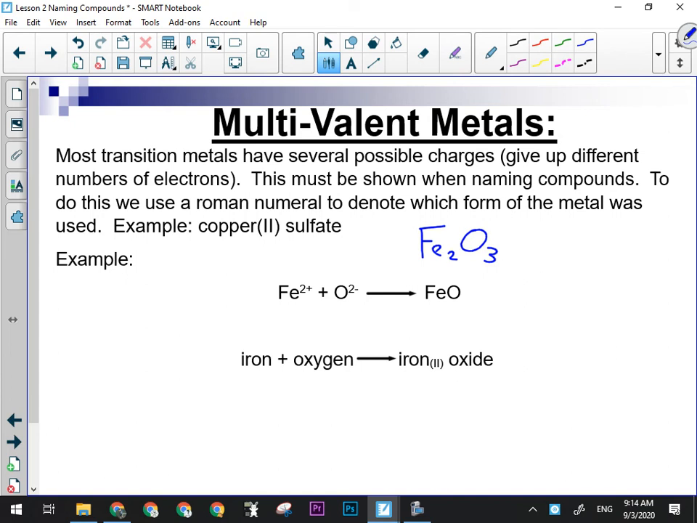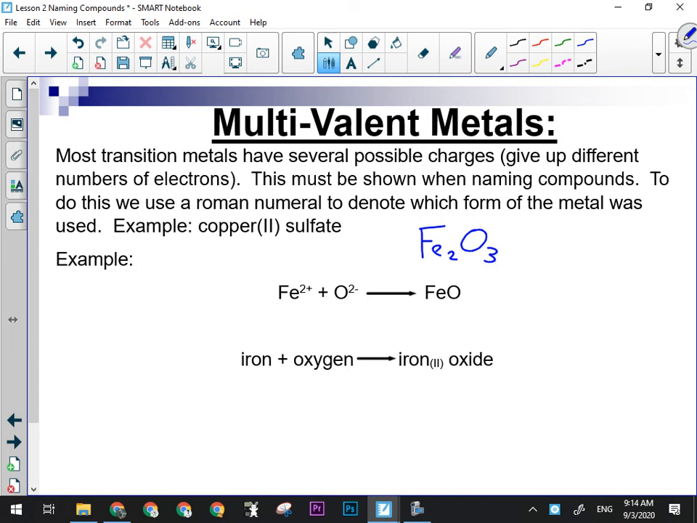You'll see the same thing for cobalt and nickel. Copper will be a 2 and a 1. Manganese has got a whole bunch, but I think it'll only be listed as 2 and possibly 3, or 2 and 4. Yeah, so they've got different charges. Some of these are what we call transition metals. They have different numbers of charges, different kinds of charges, right? And so we have to indicate which one is involved.